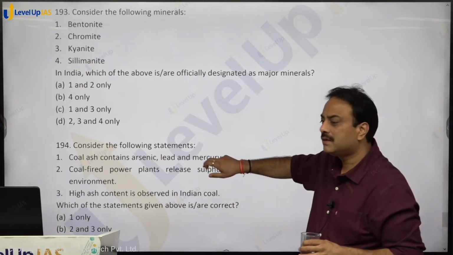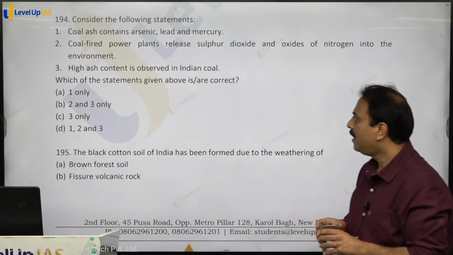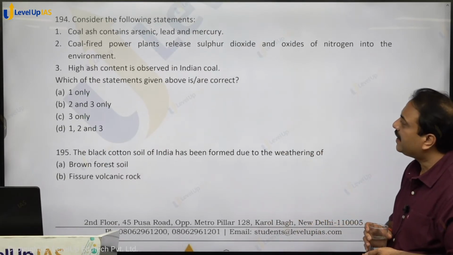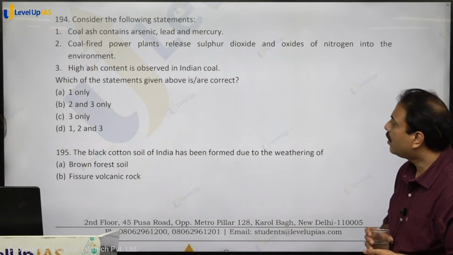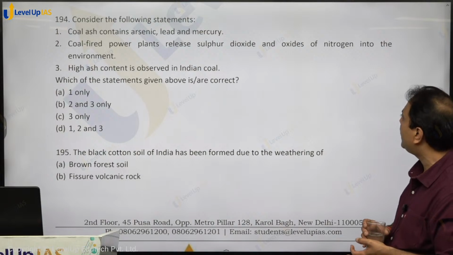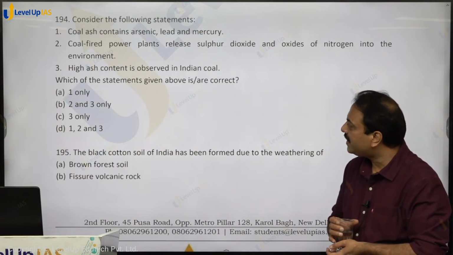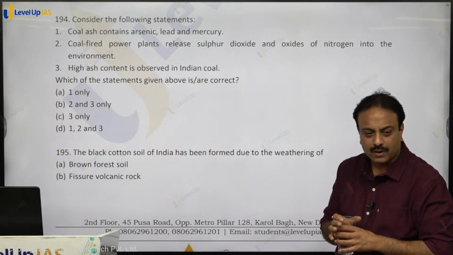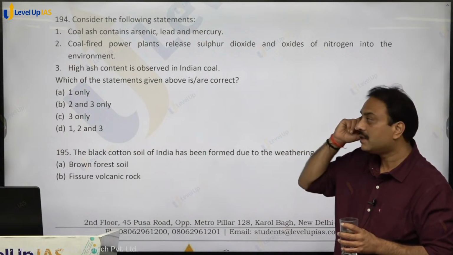Clear on that? 194. Consider the following statements. Coal ash contains arsenic, lead and mercury. Yes. Coal fired power plants release sulfur dioxide and oxides of nitrogen. Correct. High ash content is observed in Indian coal. फिर पूछ रहा है यूपीएससी, एक बार पूछा है फिर पूछा. Are you getting that?